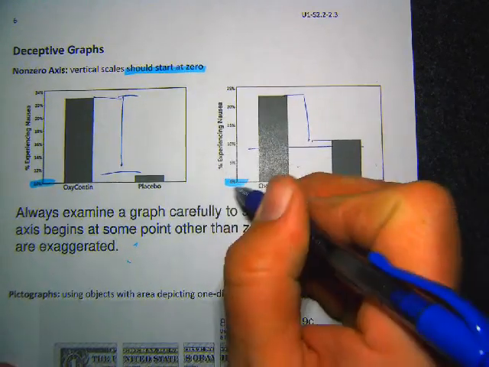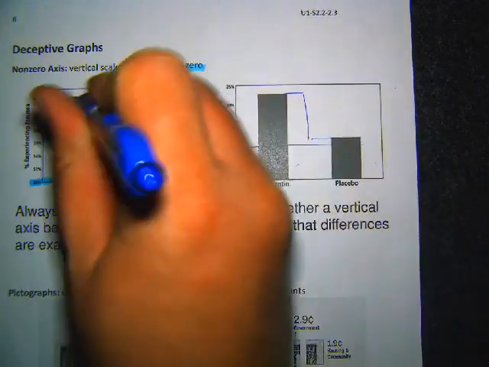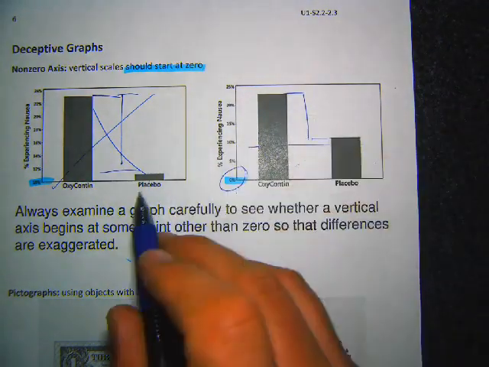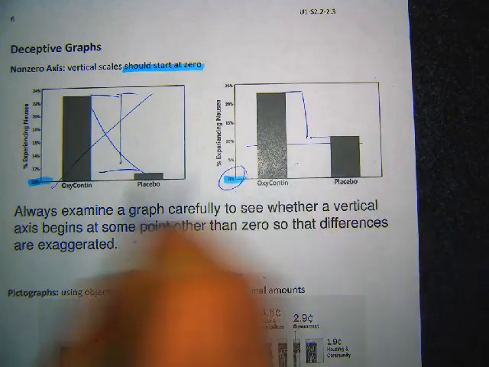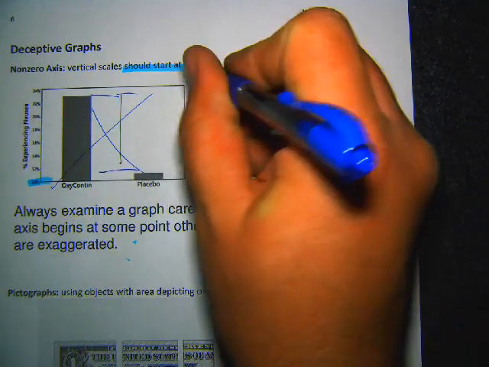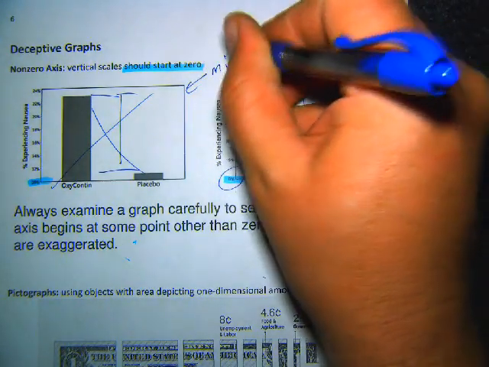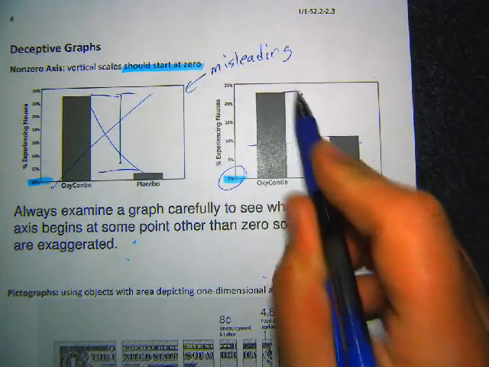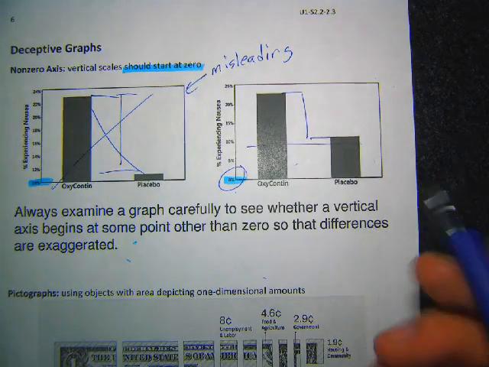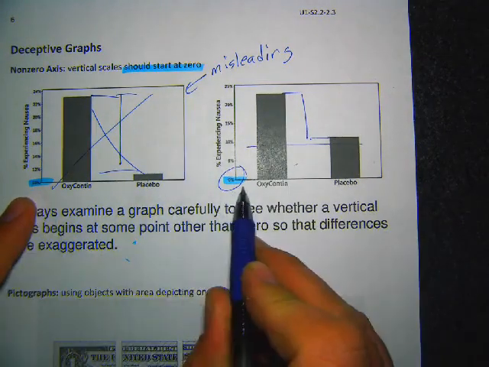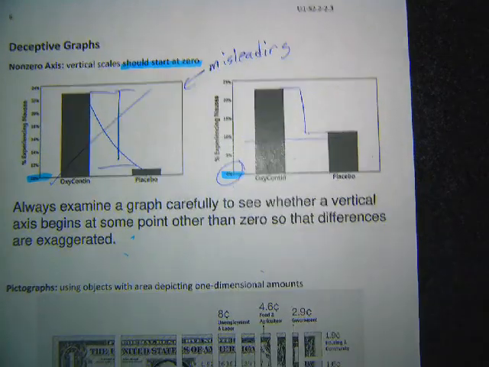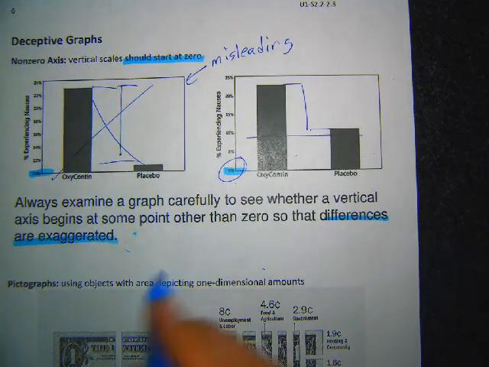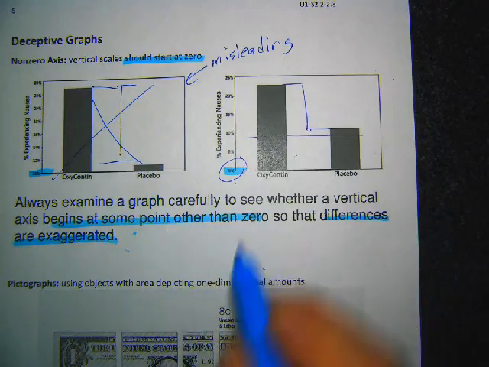So you always want to start with 0. So this is misleading. I think I might have kind of said that backwards. But this is what they chopped off to make this misleading graph. So this one is misleading. Again, it makes the difference look huge when it's only that much difference. So we always want to look and say, okay, why are they starting at 10 instead of 0? Something we always want to watch out for. The differences are exaggerated if they begin at some other point than 0.